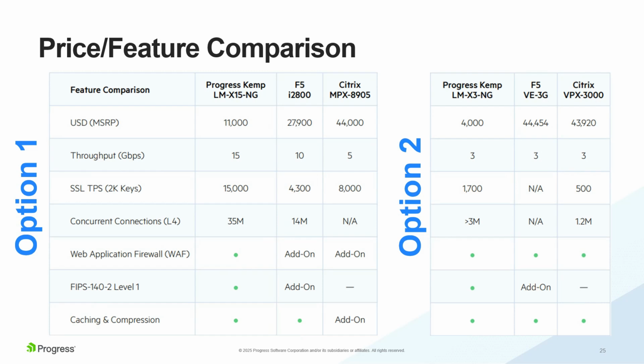Then we have option two. It compares the Progress Kemp LMX3 NG hardware appliance with the F5 Virtual Edition 3 gig appliance and the NetScaler Virtual 3000, which is a 3 gig appliance as well. So for the same throughput capabilities, the Progress Kemp load balancer offers substantially more capabilities for a fraction of the cost of the other two solutions, at literally 10 times the cost for the other two. That's rather staggering, in my opinion. Why are they charging 10 times the cost? Why are so many customers leaving those vendors for other solutions? Good questions.